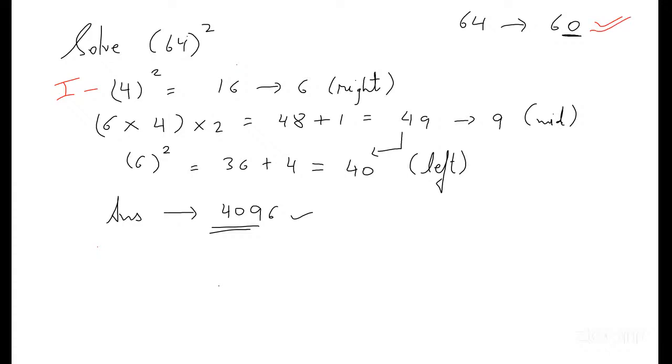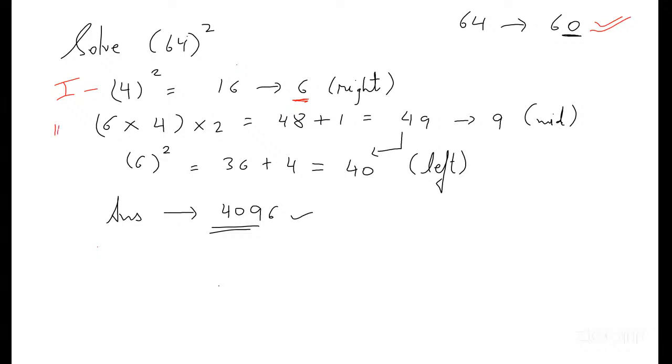How many zeros does it have? Only 1 0. So our square must have only one digit, because only 1 0 is there. So instead of writing 16, we will only make it 6. We'll write only the right digit, but 1, we will bring it down and give it to the next step.